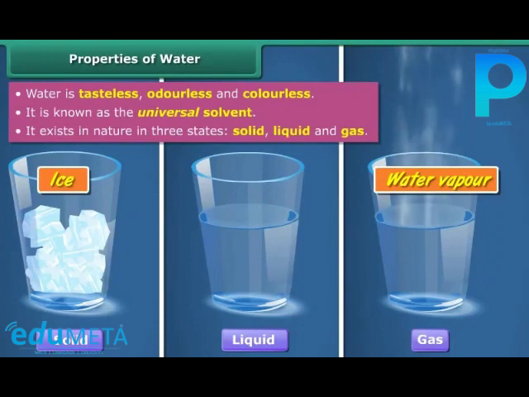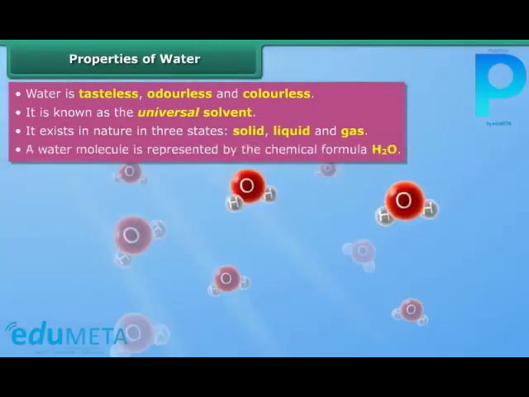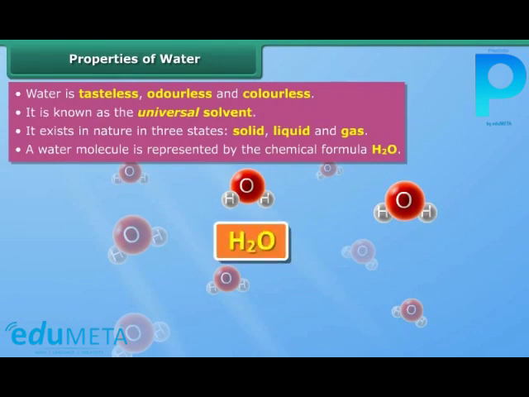But the most common form that water takes is the liquid form. It is in this form that it is known as water. A water molecule is made up of two hydrogen atoms and one oxygen atom. That is why water is represented by the chemical formula H2O.